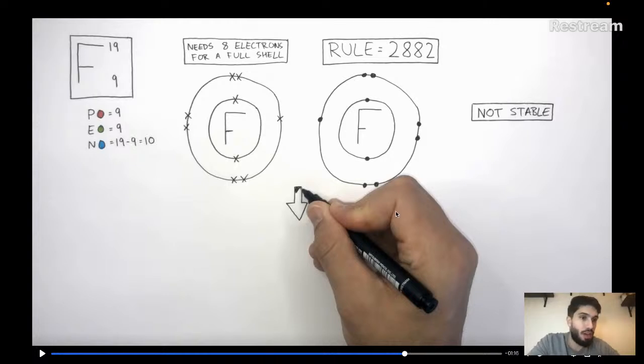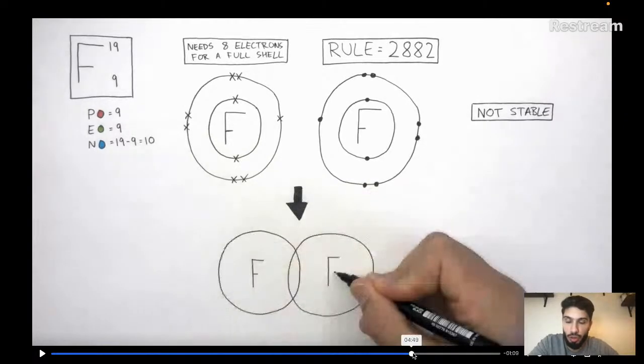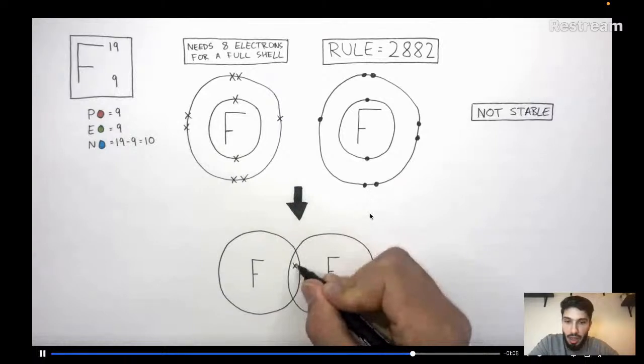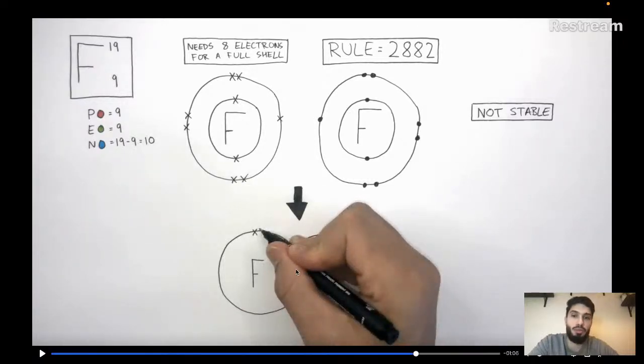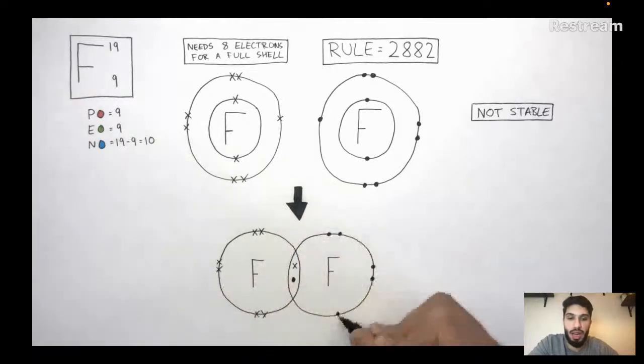Now with electronic configuration diagrams, you do not have to draw the inner shells. You can just show the outer shell. So I'm going to draw 2 shells that are overlapping. And then as we can see, I've drawn the 2 symbols, 2 shells overlapping. And then this electron and this electron are now going into the overlapping shells where we have the covalent bond. We then draw the rest of the electrons.